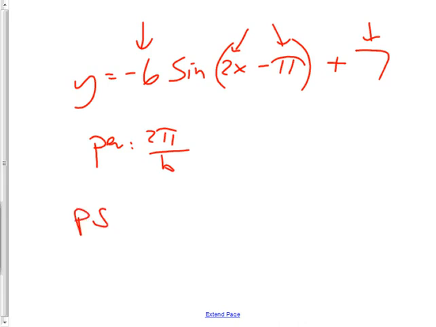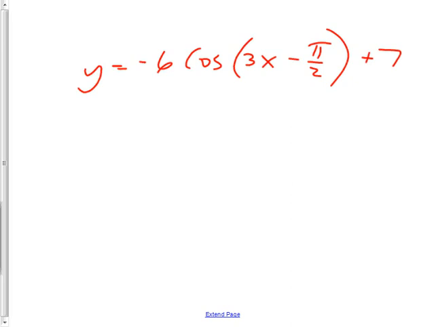Phase shift is defined as what? C over B. All right, we'll talk about more of that after lunch. To begin again after lunch, I'm going to give you a problem that's one of these big sinusoidal kind of deals, and you're going to figure out period and the phase shift.